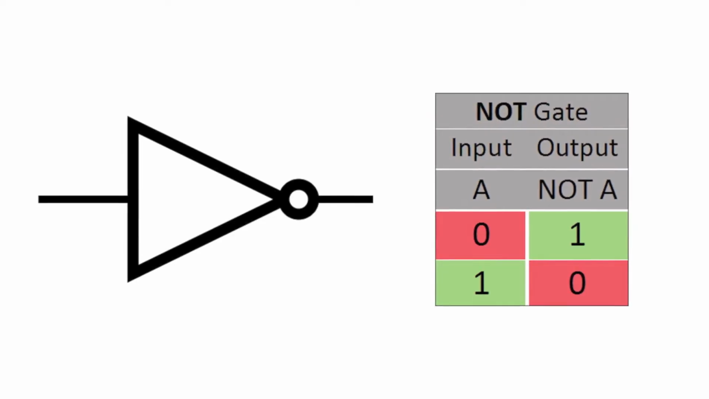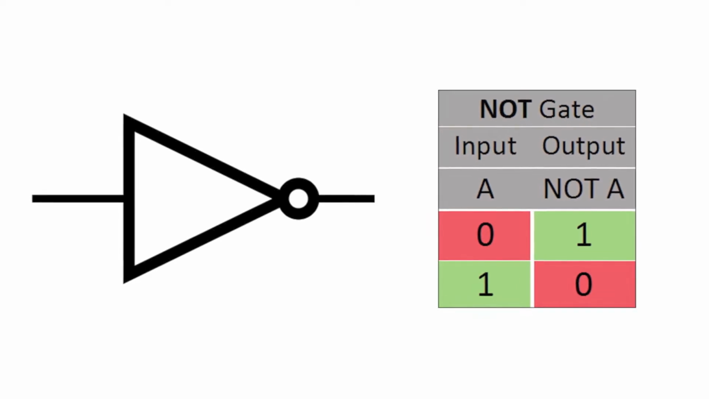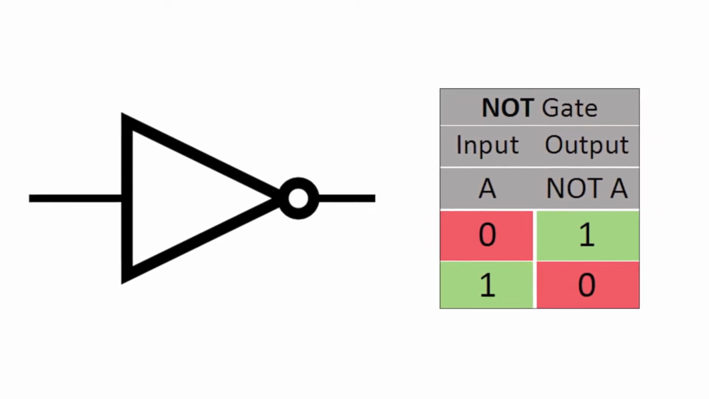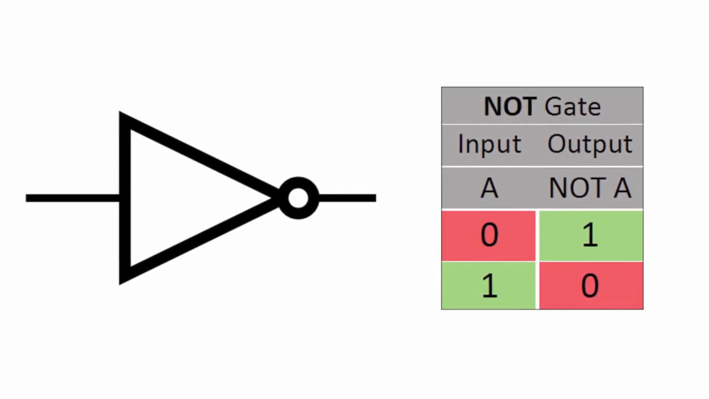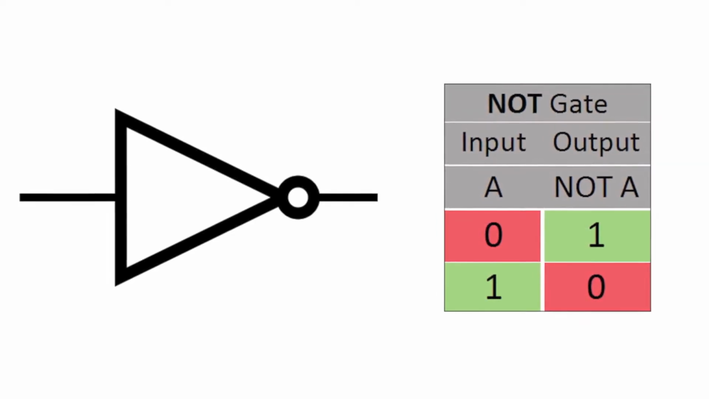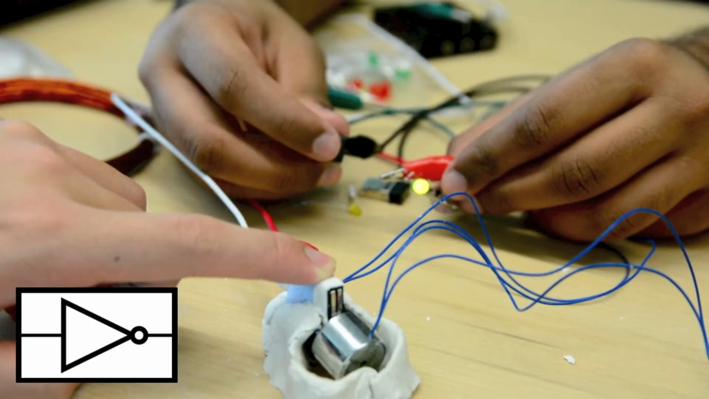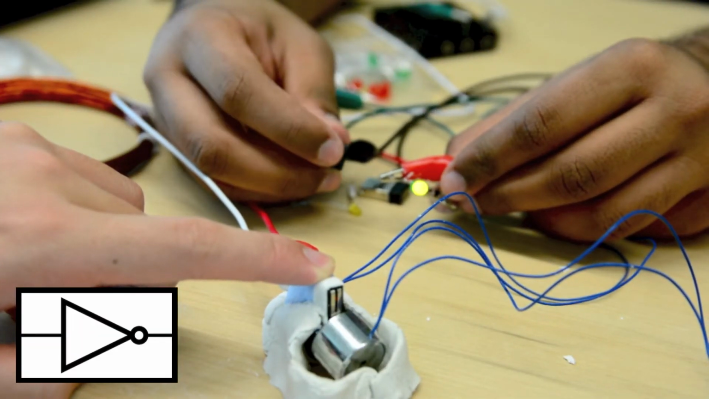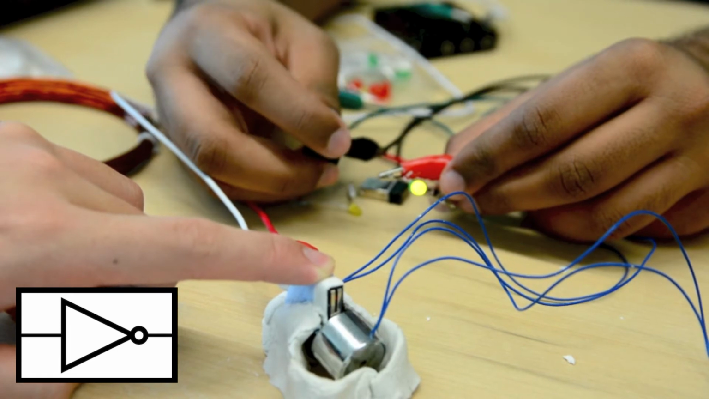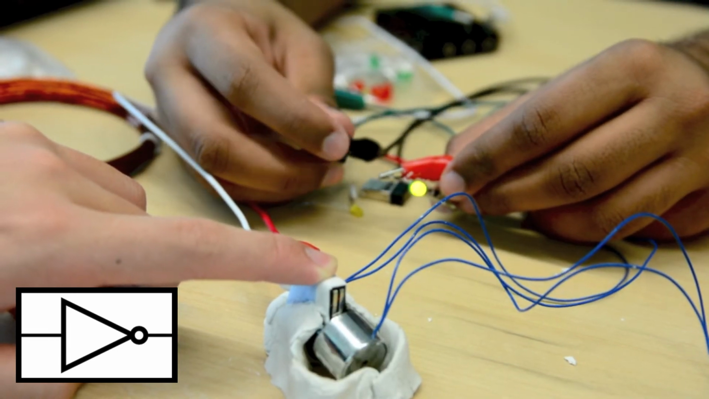NOT gate. A NOT gate, often called an inverter, has only a single input with simple behavior. A NOT gate performs logical negation on its input. If the input is true, then the output will be false. Similarly, a false input results in a true output. When the input is 1, the output is 0, and the LED remains switched off. When the input is 0, the output is 1, hence the LED switches on.